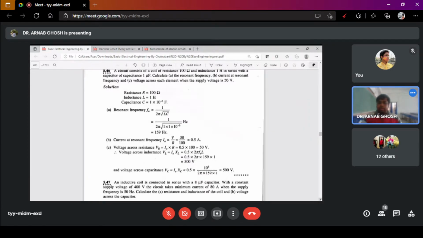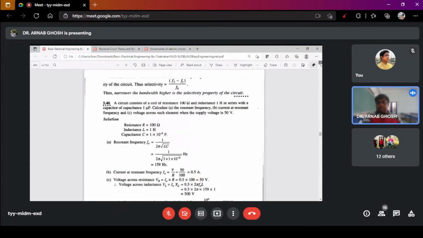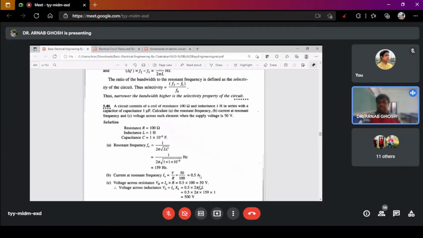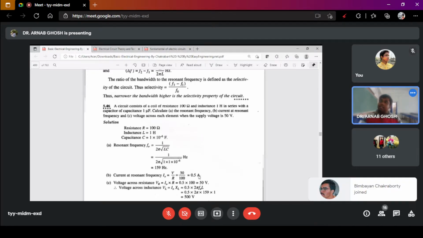So what will be the current? You already know that when I am talking about resonant condition, the inductive reactance and the capacitive reactance are equal. So your XL minus XC becomes equal to 0. So your impedance Z will be equal to R. So when you are calculating the current at resonant condition, that current will be just the voltage divided by the resistance. So this is the concept.